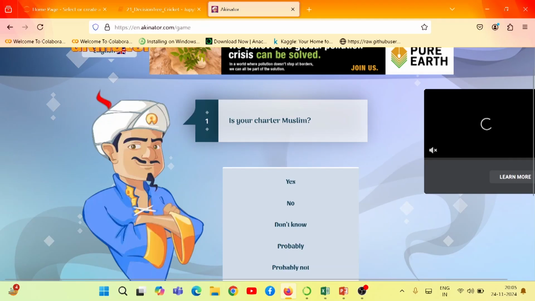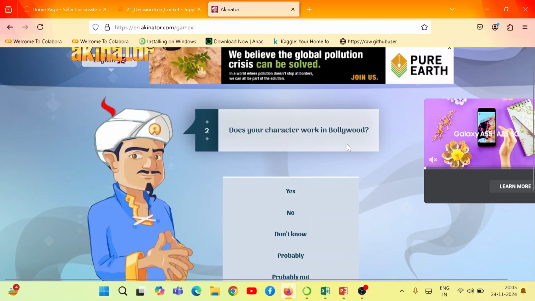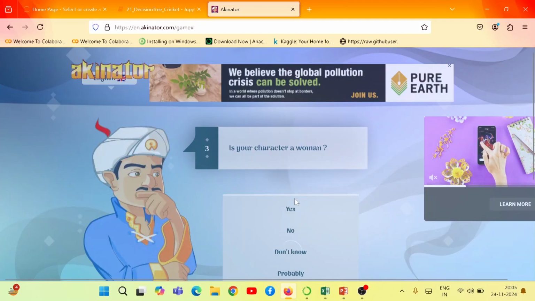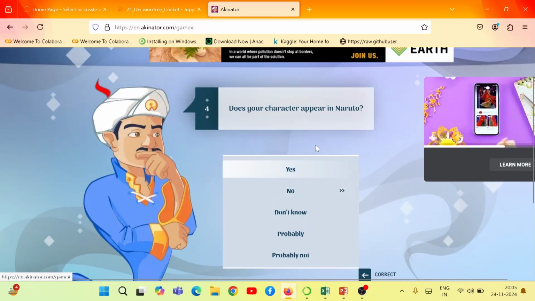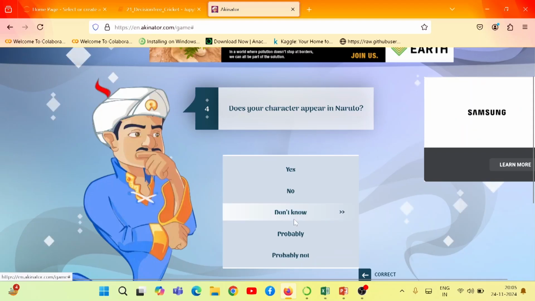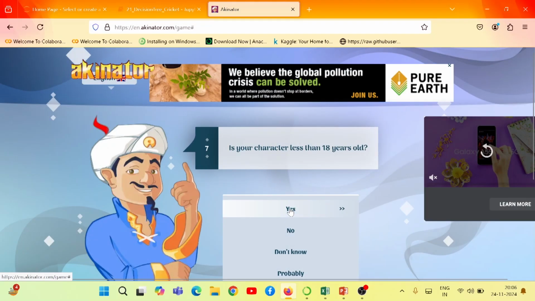Now the next question: is your character Muslim? Let's say no. Does your character work in Bollywood? Yes. Is your character a woman? No. Does your character appear in Naruto? I don't know about it. Okay, don't know. Is your character more than 70 years old? Yes. Does your character host KBC? You may see how close it is getting, so we say yes. Is your character less than 18 years old? No.